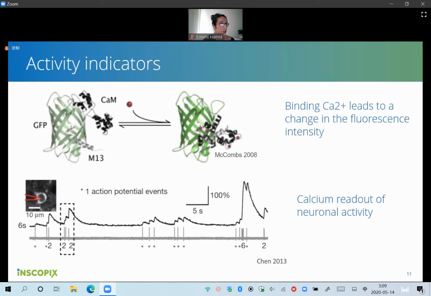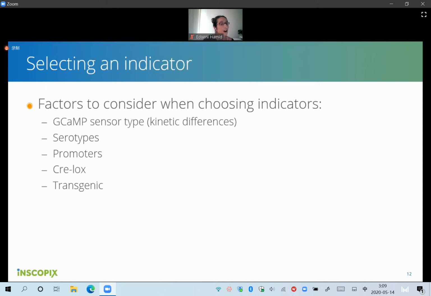The bottom image was acquired using a 2-photon microscope when looking at fluorescence in a GCaMP-expressing neuron. The signal-to-noise ratio is a bit better than you would expect from 1-photon imaging, but this serves to highlight how calcium imaging can be used to capture neural activity events. So there are a number of factors to consider, some of which are listed here, that are important to consider when choosing the appropriate indicator for imaging your cells of interest.